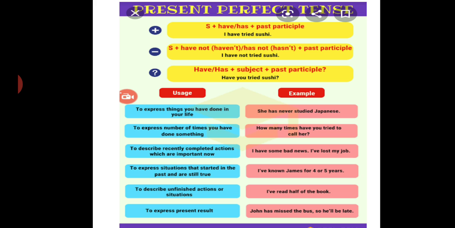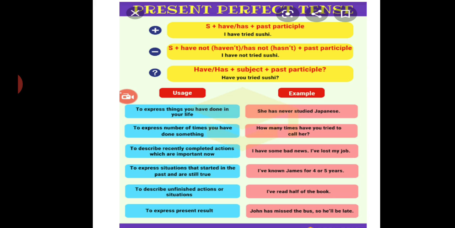Now let's look at the examples we have here. In the positive we have I have tried sushi. The negative sentence says I have not tried sushi. The question goes this way: have you tried sushi?